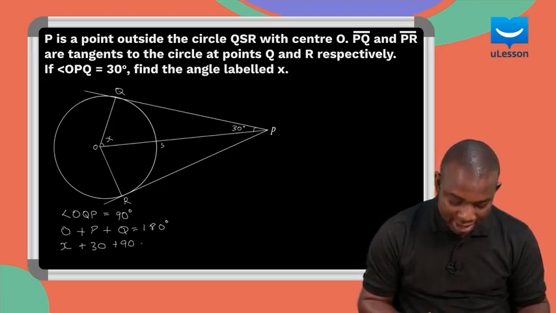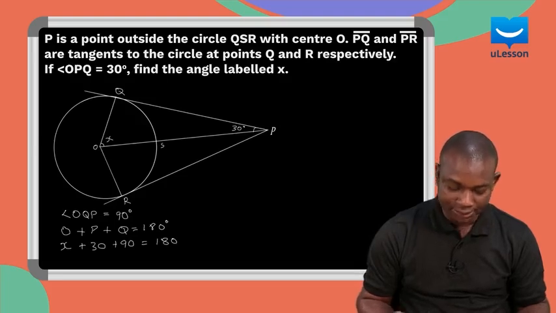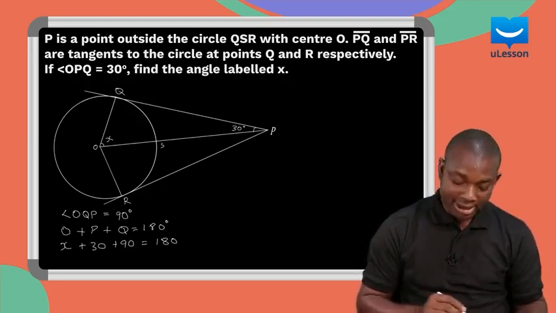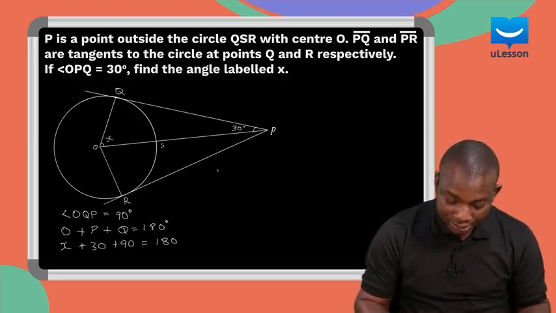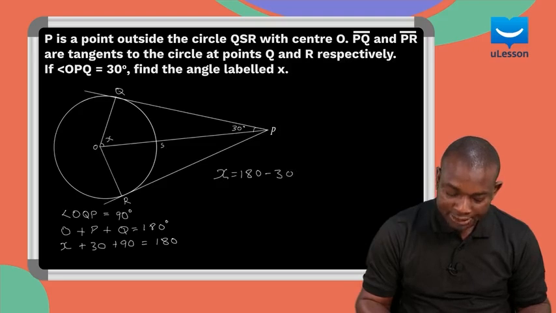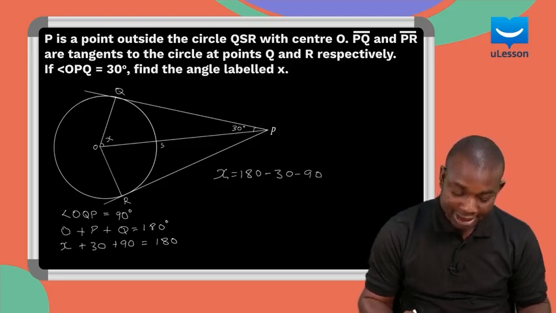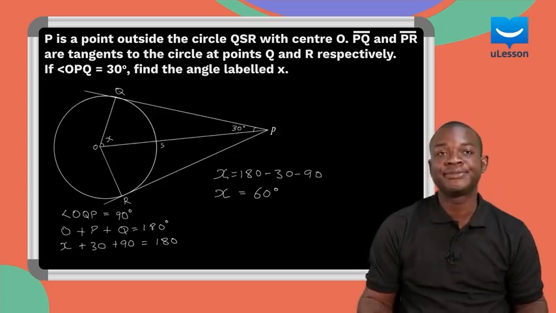So, we have that X plus 30 plus 90 is 180. Now, if we make X the subject of the formula, the equation becomes X equal to 180 minus 30 minus 90. And this gives us X to be equal to 60 degrees.